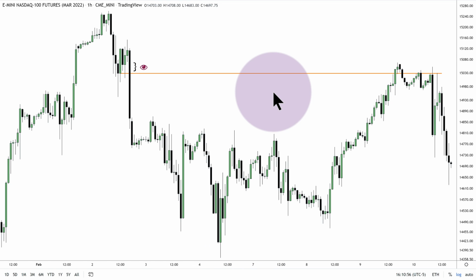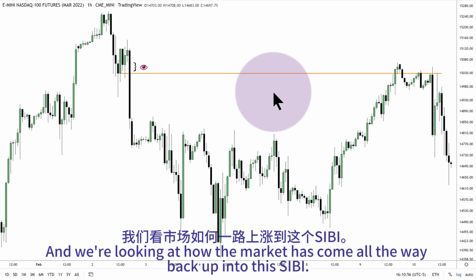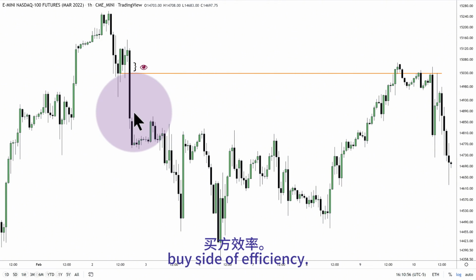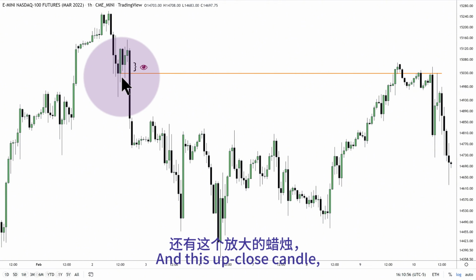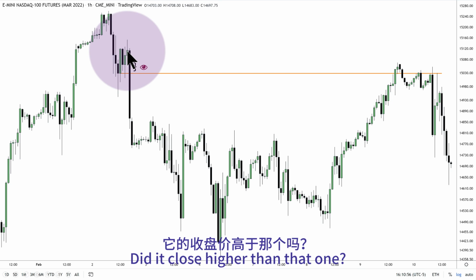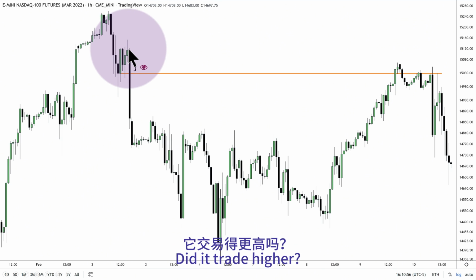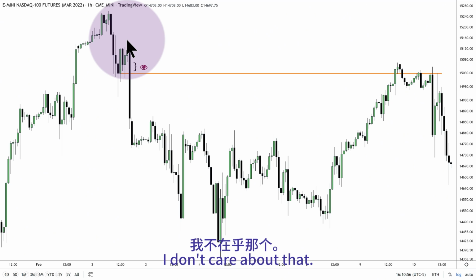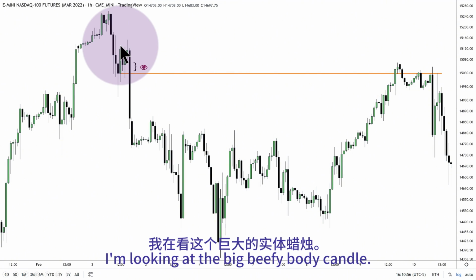All right, so anyway, we're looking at the hourly chart of the NASDAQ, and we're looking at how the market has come all the way back up into this SIBI, sell side imbalance, buy side inefficiency. And this up close candle, that's your bearish order block. Not this one. Look at the body. Did it close higher than that one? No. Did it trade higher? Yes. I don't care about that. This is a gap. I'm looking at the big beefy body candle.